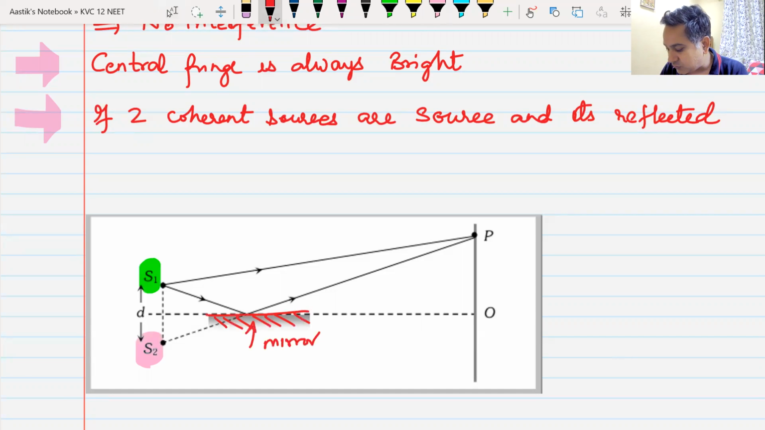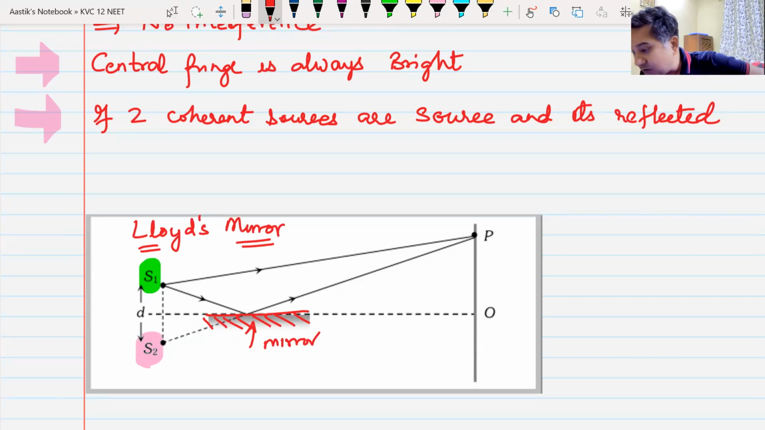So this way also I can produce two coherent sources. This is known as the Lloyd's mirror arrangement for YDSE. This is not YDSE. This is not a double slit experiment. This is an interference experiment done with a mirror. This is known as the Lloyd's mirror. So in this Lloyd's mirror experiment, we are going to produce two coherent sources in a different way. One will be the source and the other will be the image of the source.